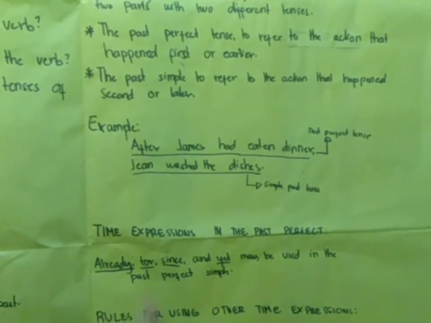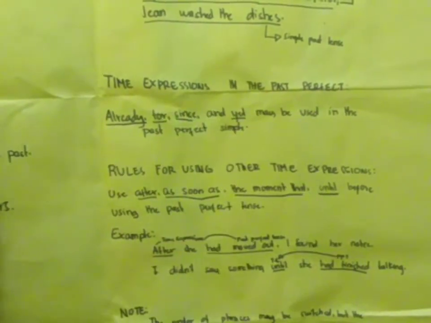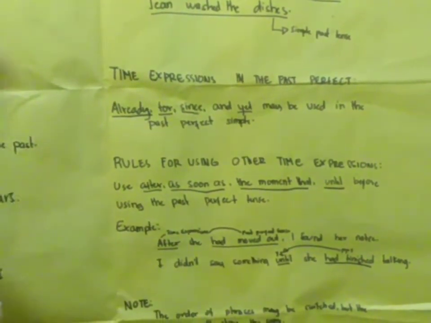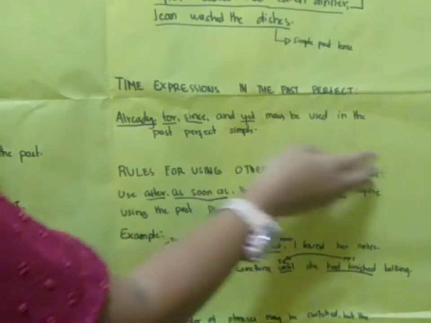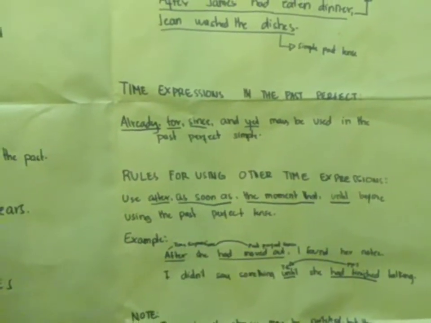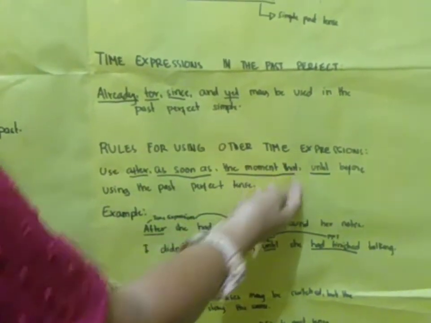So here are the time expressions in the past perfect tense. Already, for, since, and yet may be used in the past perfect tense. And there are rules for using other time expressions.